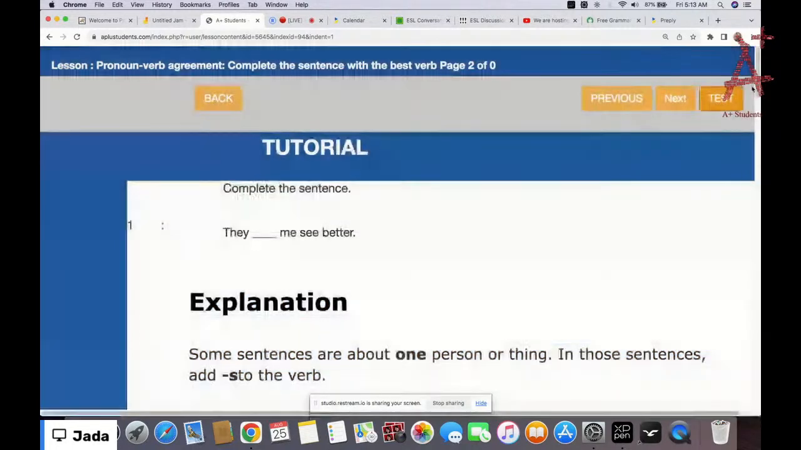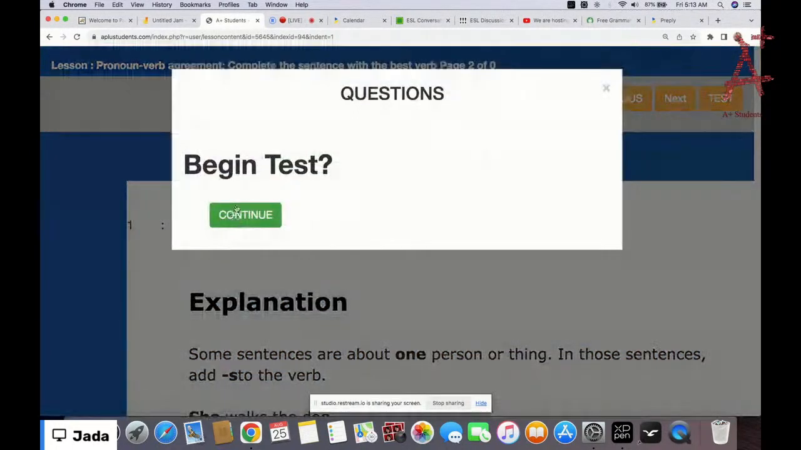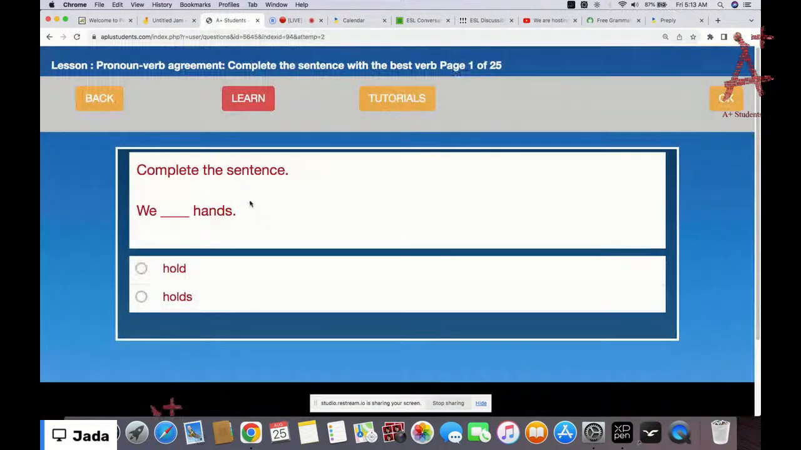So we'll go to the test right now. All right, so now we'll answer the questions. Complete the sentence: "We dash hands." When you see we, you know that it's more than one person. So we hold hands. The verb in the middle is not going to have an s because it's a plural subject, which is we.